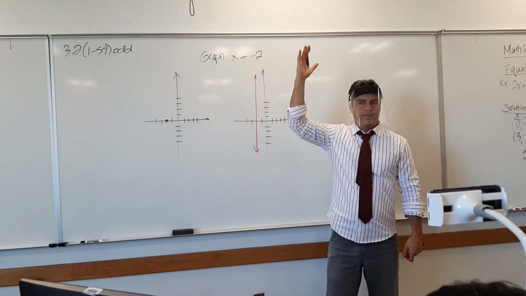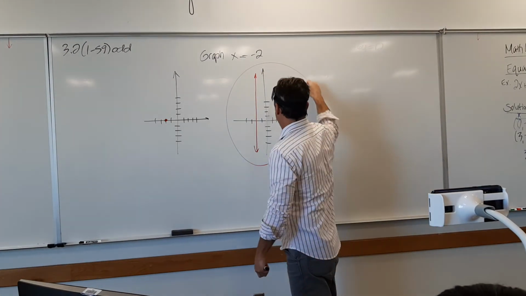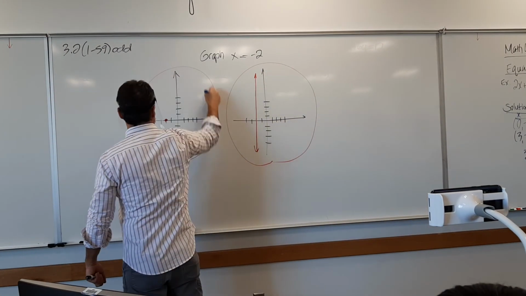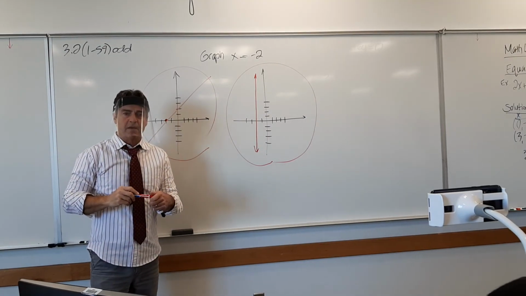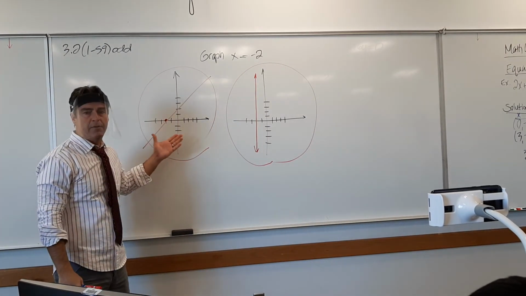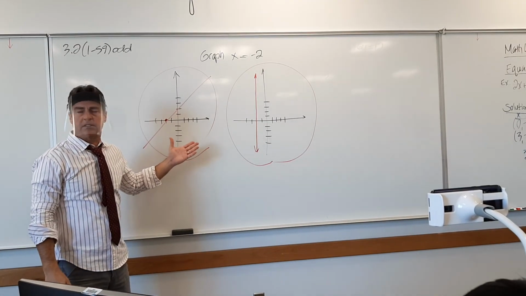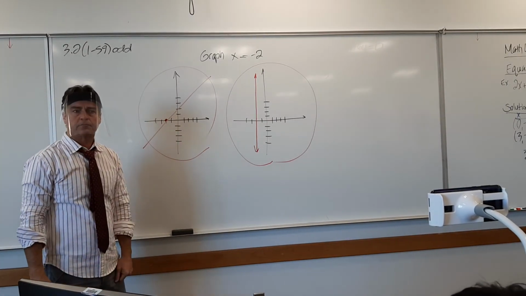Okay, this is correct. This is not correct. No fumar. But class is a safe place to make a mistake. This is a very common misunderstanding of x equals -2.